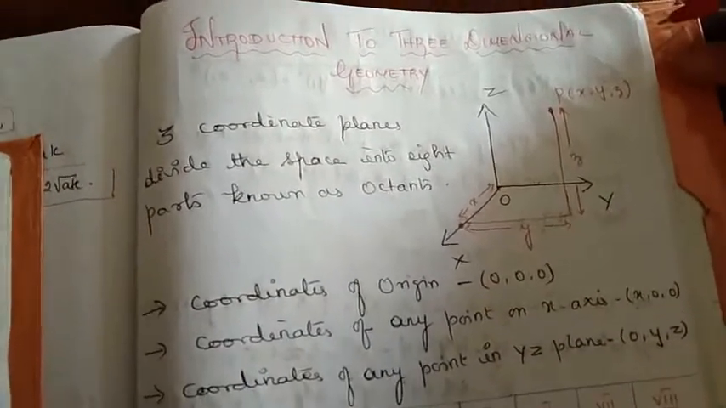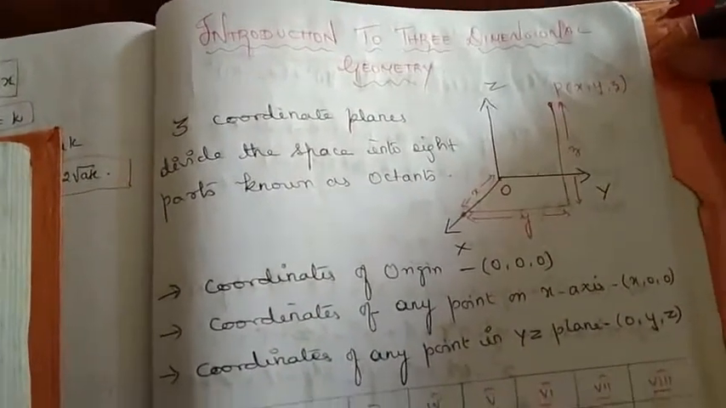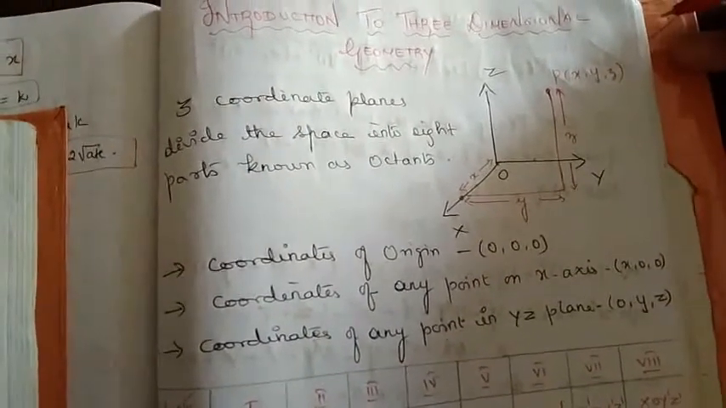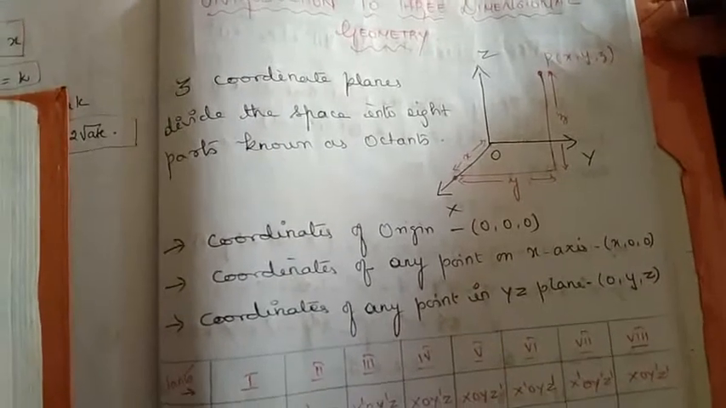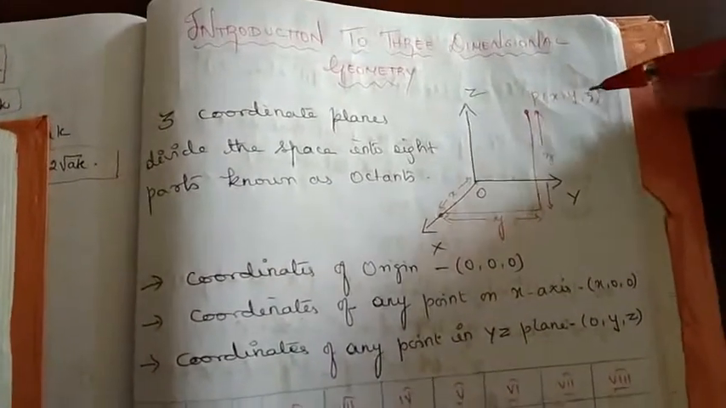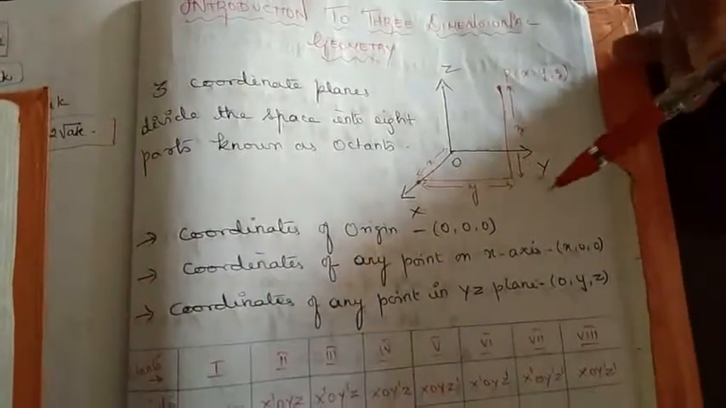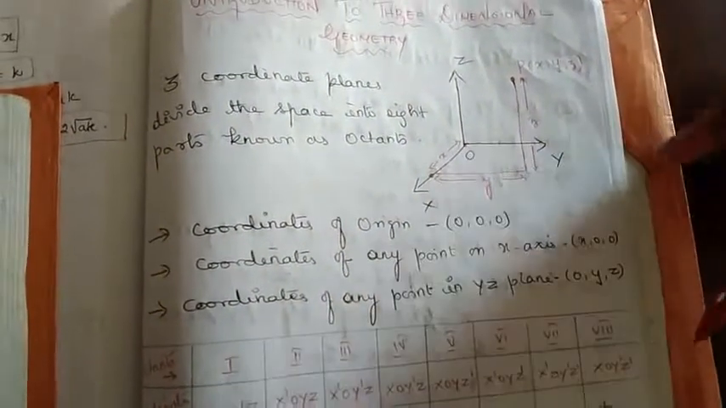It's very easy. We have only two formulas. One is the distance formula and the other one is the section formula. It's a very small and easy chapter where you can score marks. So to start with, what we have seen in this chapter, first we have seen the 8 different octants.